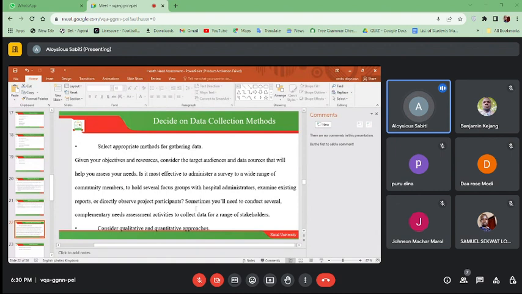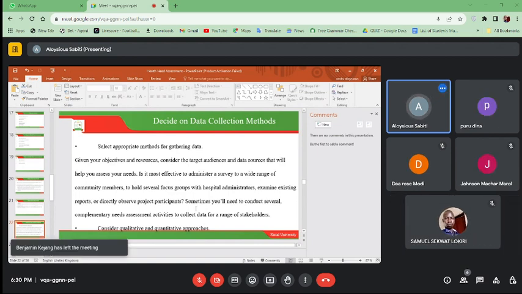So you need to select the appropriate methods for gathering data. Given your objectives and the resources, consider the target audiences and data sources that will help you assess your needs. Is it most effective to administer a survey to a wide range of community members, to hold several focus groups with hospital administrators, examine existing reports, or directly observe project participants? Sometimes you will need to conduct several complementary needs assessment activities to collect data for a range of stakeholders. So sometimes you may have to use different data collection methods.